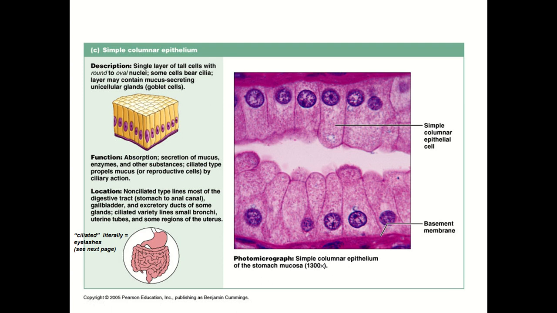As for the location, the non-ciliated simple columnar epithelium mostly makes up the lining of the digestive tract, the gallbladder, and also the excretory ducts of some glands. Meanwhile, the ciliated type of simple columnar epithelium makes up the lining of the small bronchi in your lungs, the uterine tubes, and some regions in the uterus.